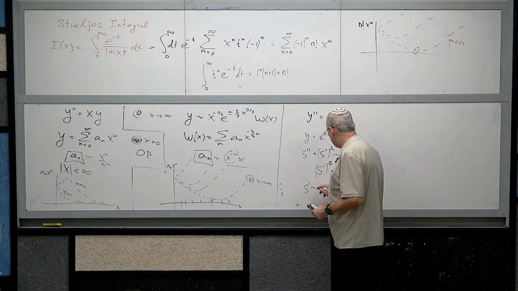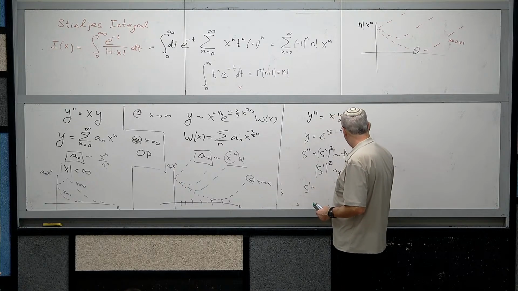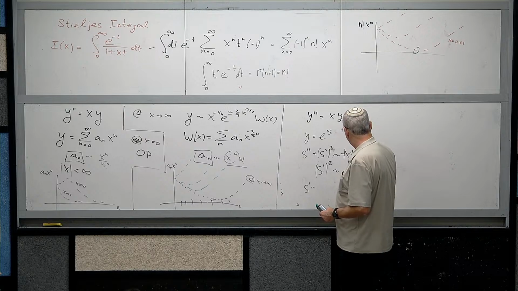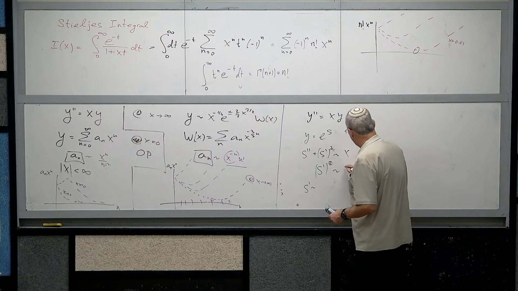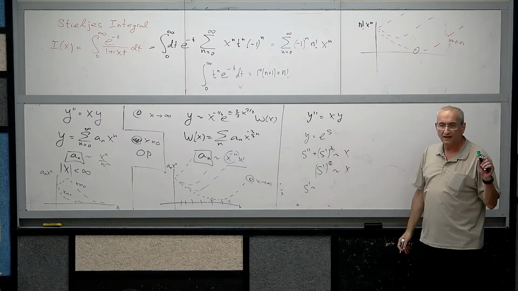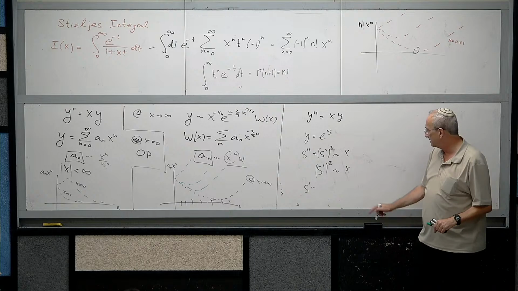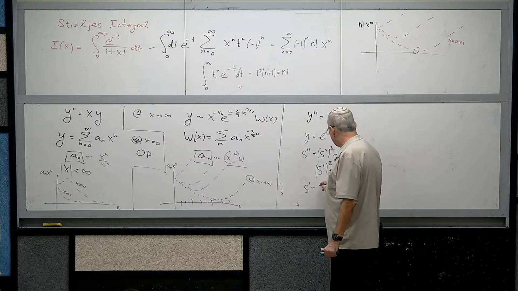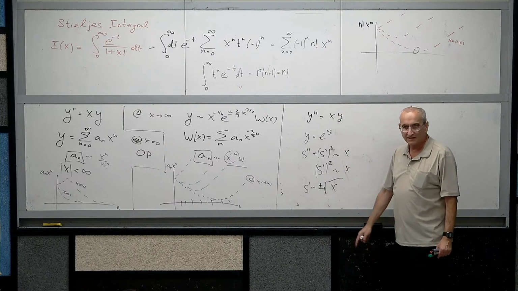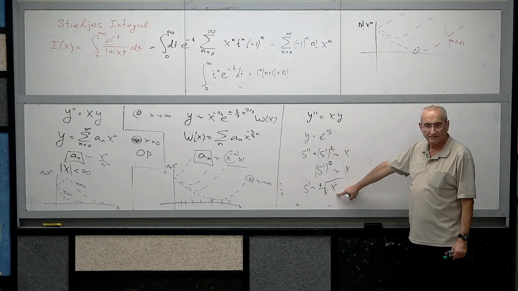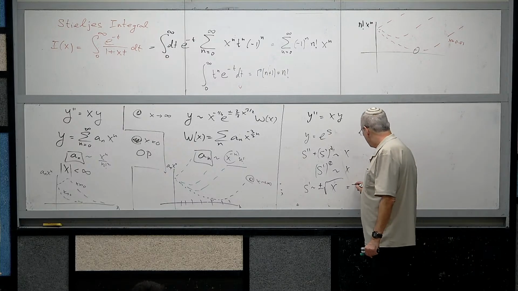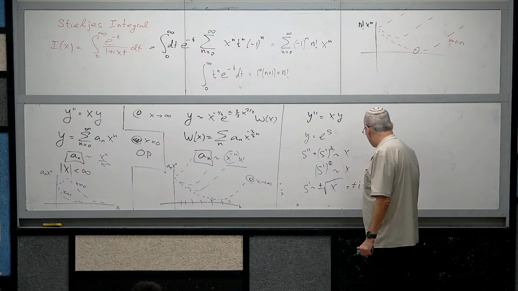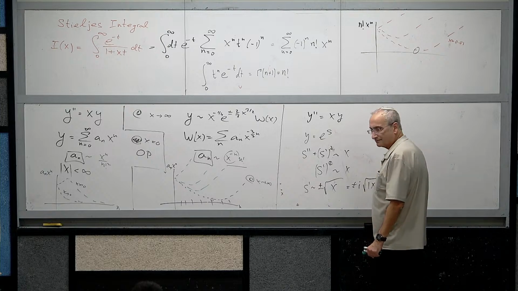So s prime is going like, no, I don't want this absolute value. Call it x, and we know that x is large and negative. So s prime is plus minus square root of x. But now, what does it mean? This goes to plus minus i times the square root of x. You see?